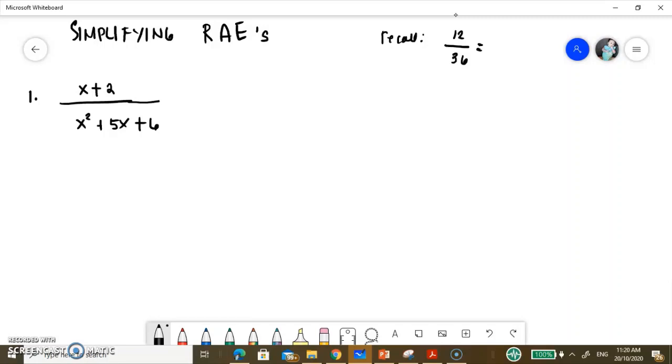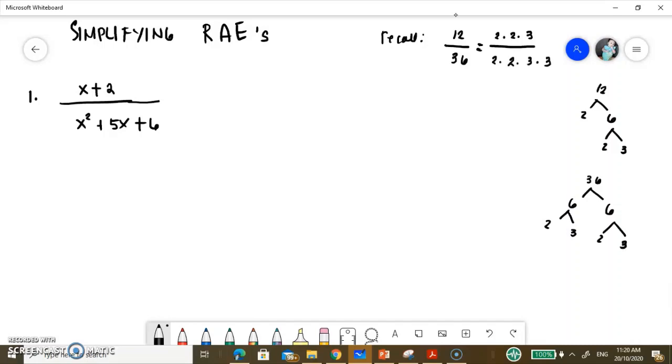So, ano yung factors ni 12? Yung 12 natin, we can factor that as 2 times 6, and then 6 can be factored as 2 times 3. So, for 12, that could be 2 times 2 times 3, right? And then for 36, prime factorization. 6 times 6 is 36. Then for 6, that's 2 times 3. So, you have 2 times 2 times 3 times 3.